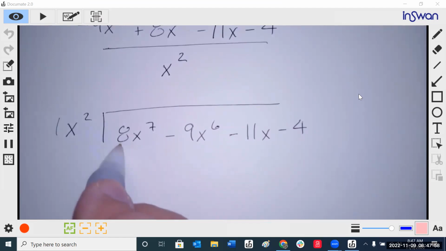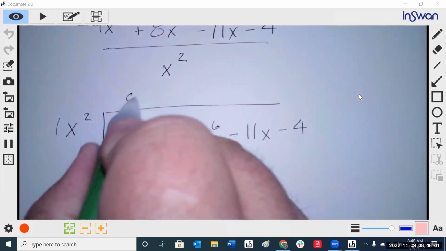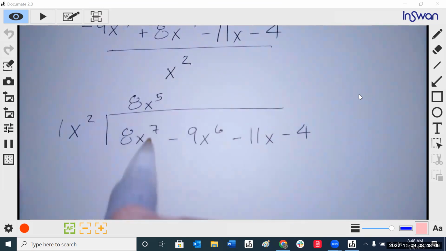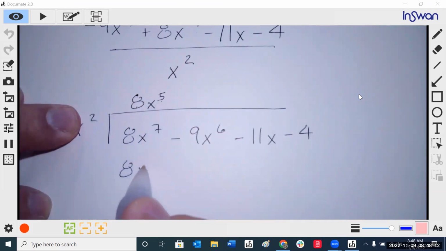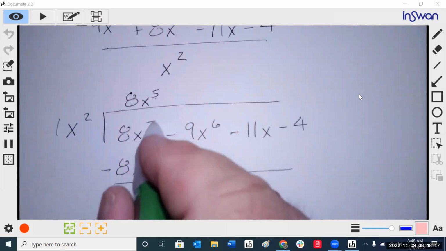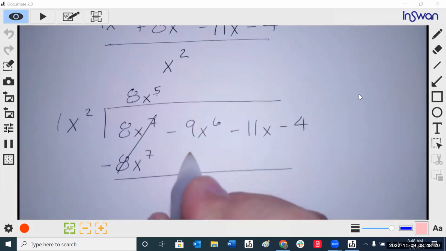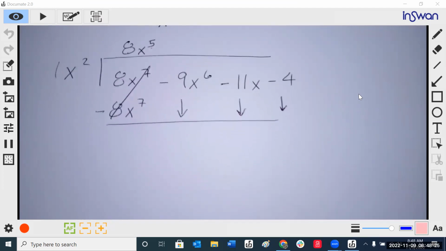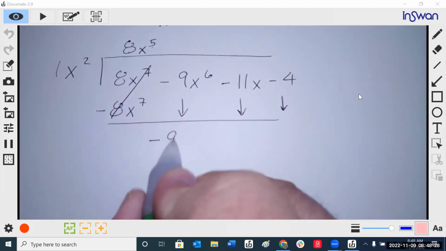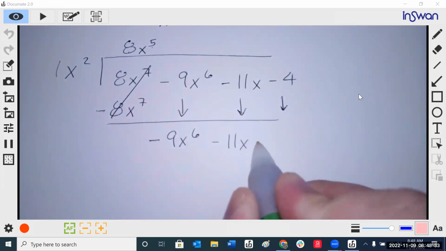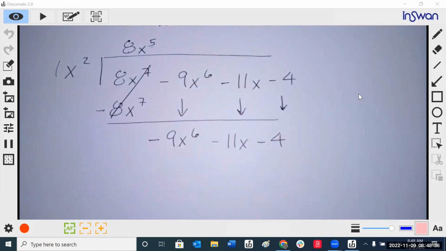What times 1 gives you 8? 8. How many x's do we need? 5. So 8 times 1 is 8. 5 plus 2 is 7. Change signs and add. Let's bring down everything else. So it's negative 9x to the 6 minus 11x minus 4.